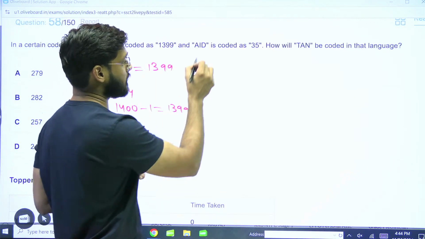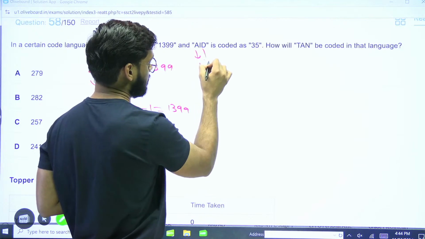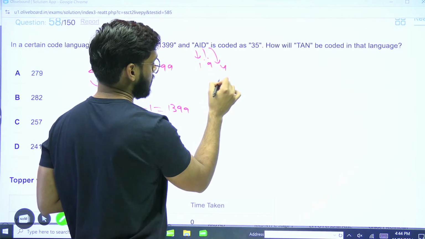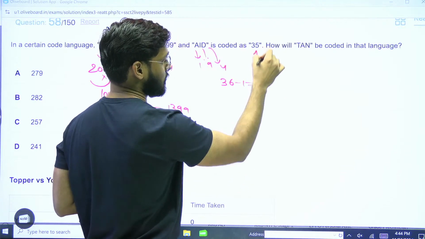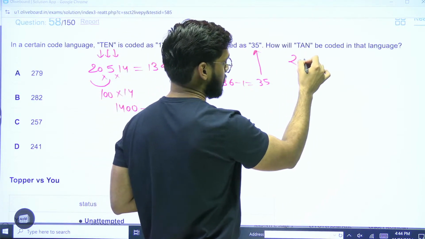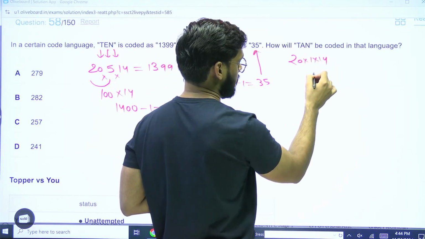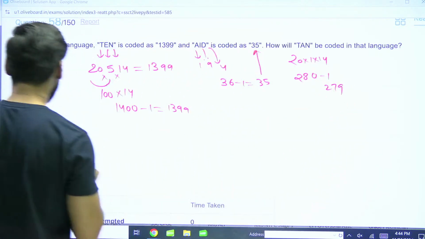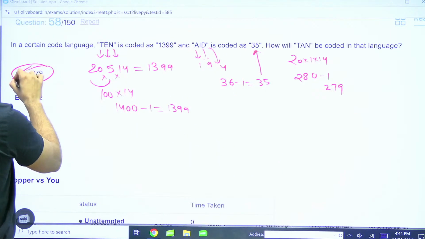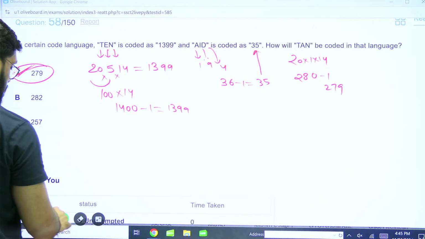Applying the same logic in AID, A means 1, I means 9, D means 4. It will become 36, minus 1, it will give 35. Same thing is given over here. So 20 multiply 1 multiply 14, it will give 280, minus 1, it will give 279. That is option number A. Right? Next.